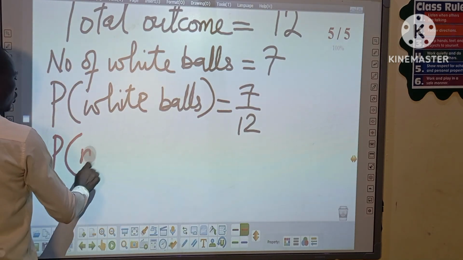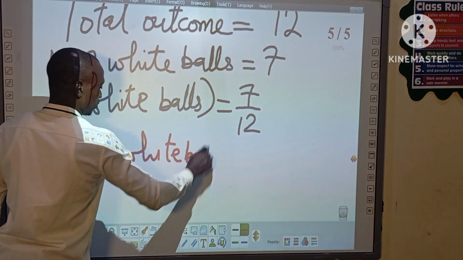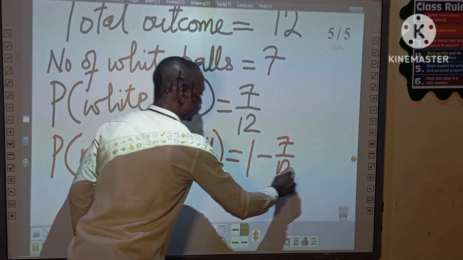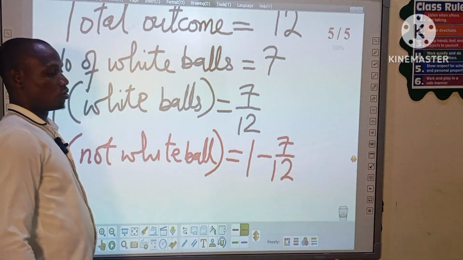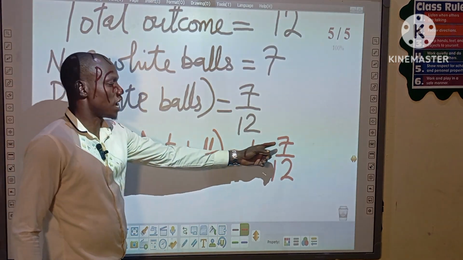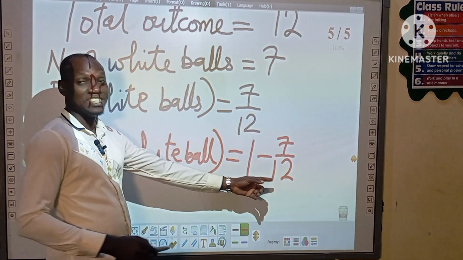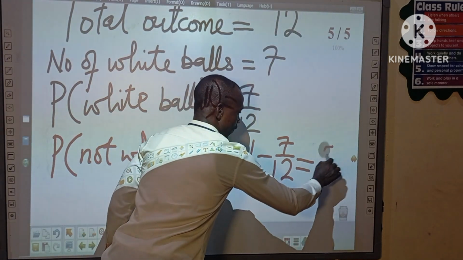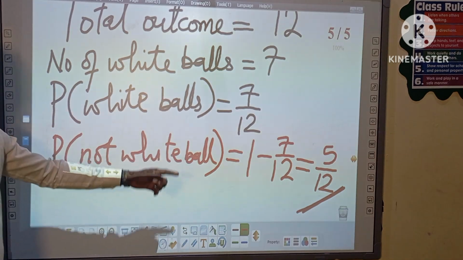Probability of not picking a white ball will be equal to 1 minus 7 over 12. Now, when subtracting a fraction from 1, just subtract the numerator from the denominator and write whatever you get over the denominator. So when I take away 7 from 12, I'll get 5 all over 12. So the probability of not picking a white ball is simply 5 over 12.